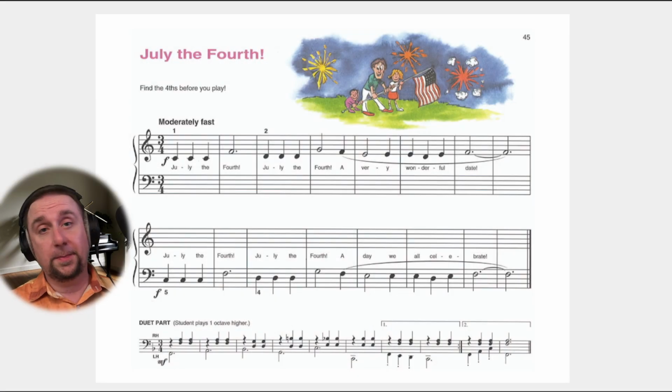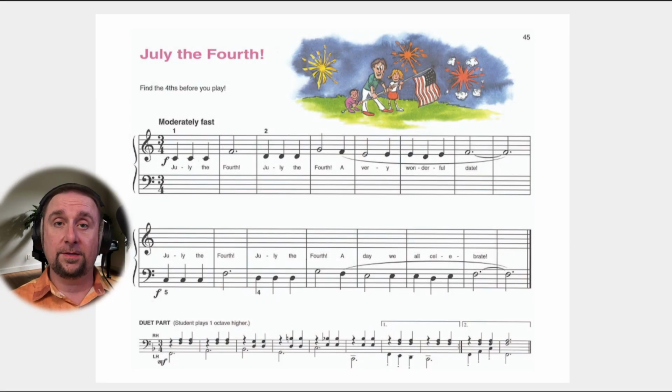Now this piece, just like the Mexican Hat Dance, isn't going to be one that I assign this week, but if you do want to try it out and practice it on your own, go for it. It's a good one to learn, and it'll really start you off right with those fourths. So let's turn the page to page 45 and check out July the 4th.